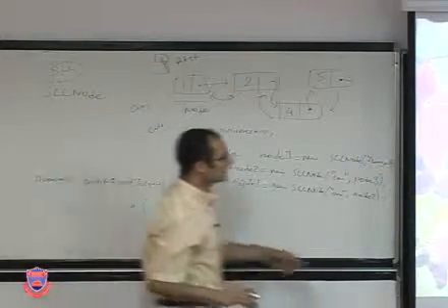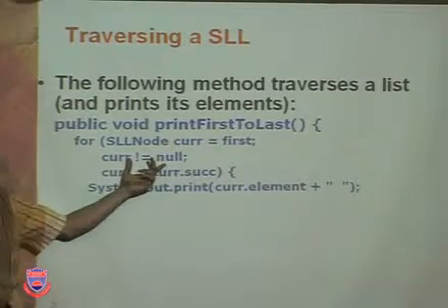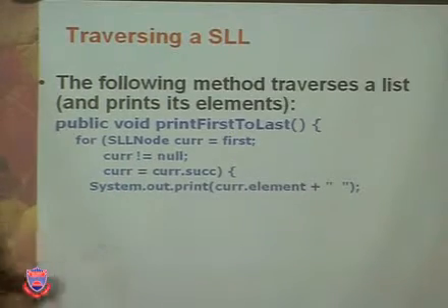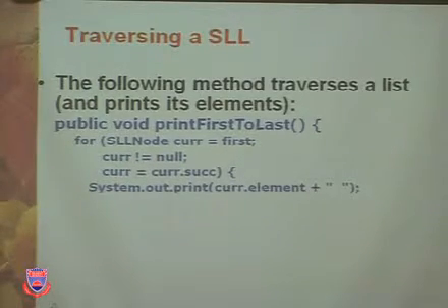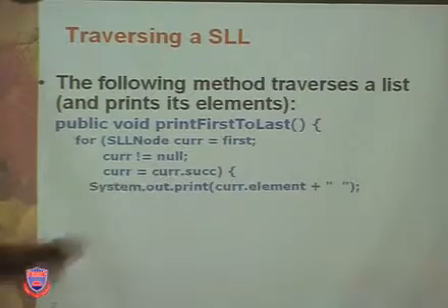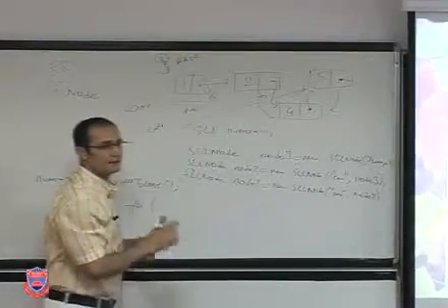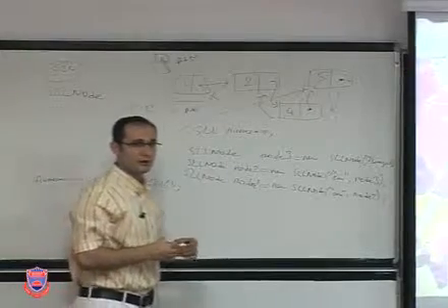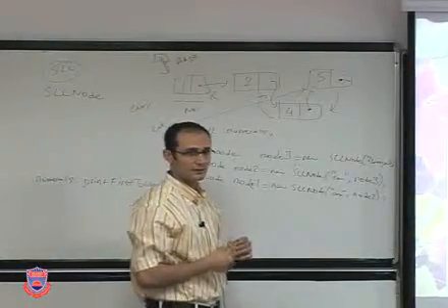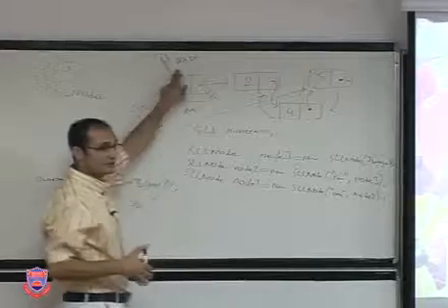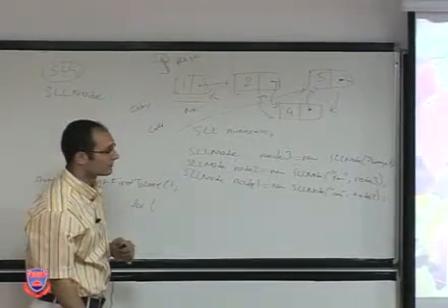Okay, and then I will check, is current equal to null? No, so I will print that. And then I will update my current to be again current dot successor, so that it is going to point to this new element. And then so on and so forth. So you will be able to traverse the whole list starting with the first element of the linked list.